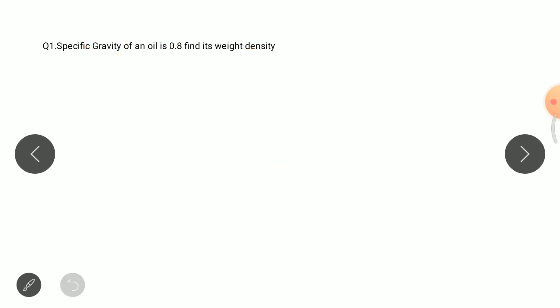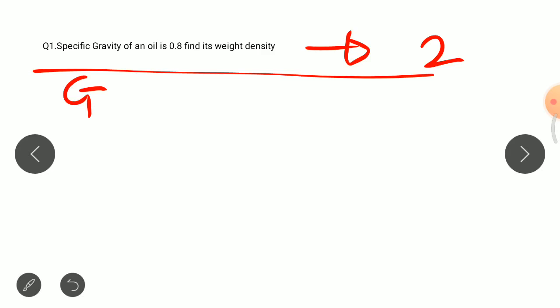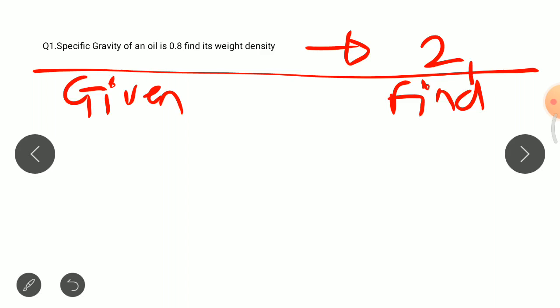Here we have the first problem. The specific gravity of an oil is 0.8. Find its weight density. These types of problems are asked in examination for 2 to 4 marks. First we will write given data, and then the next one is to find, what we have to find.